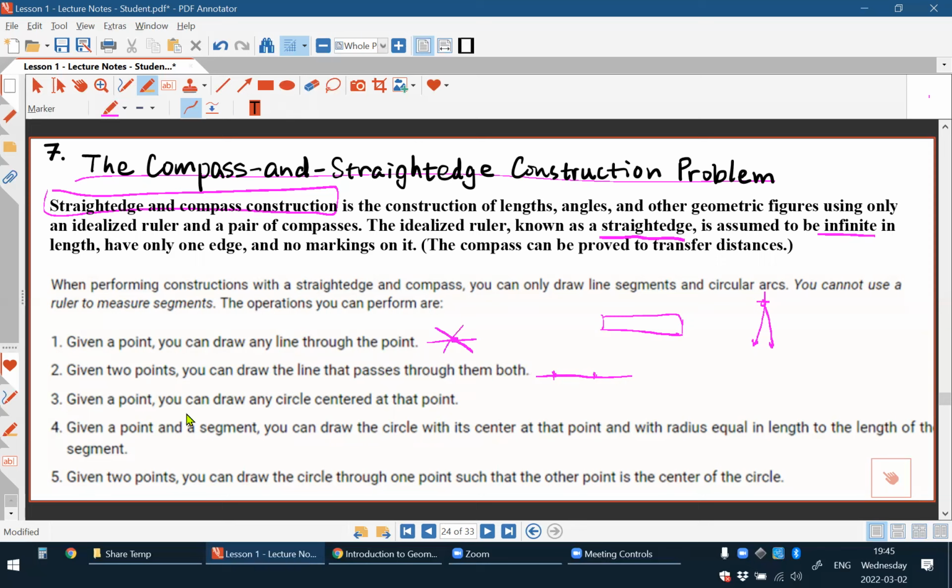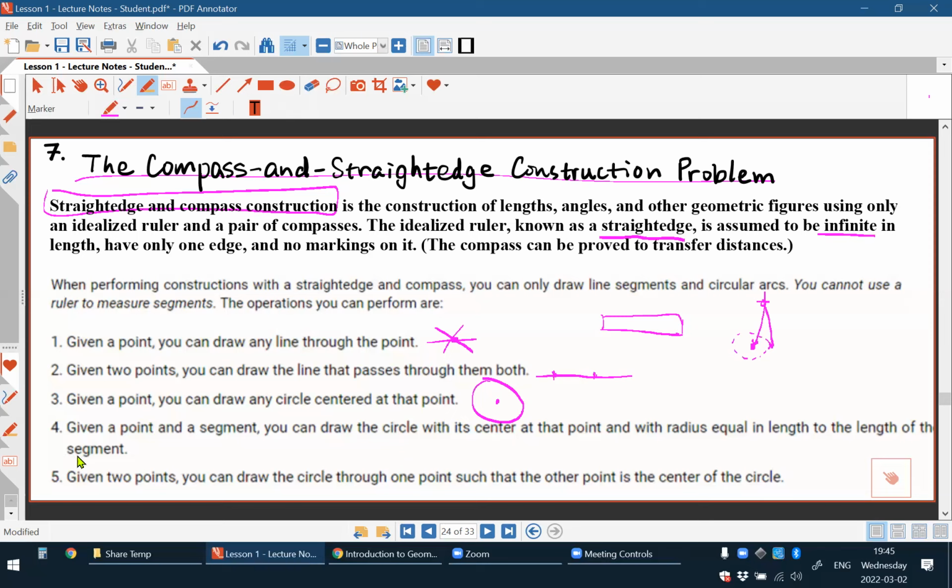Third, given a point, you can draw any circle centered at this point. So given a point, you can then use the compass to draw any circle that's centered at this point. Understand? For example, use 1 foot on this center and the other foot to draw the circle, right?